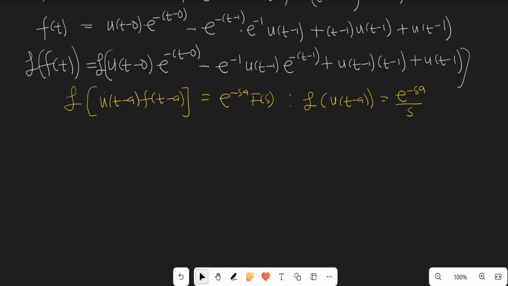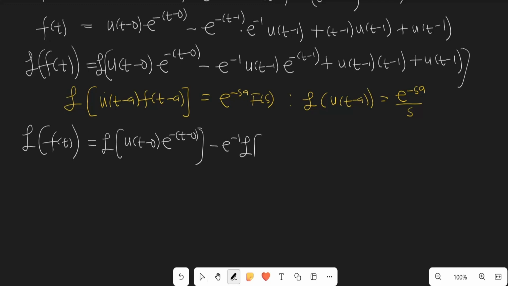So now let's split it. The Laplace transform of f of t is going to be equal to what? So now compare this one. This one is going to be the Laplace transform of u of t minus 0 multiplied by e to the negative t minus 0, like this. That's the first one. Minus this, e to the negative 1 is a constant. We are going to have the Laplace transform of u of t minus 1 multiplied by e to the negative t minus 1. We are done. And now plus the Laplace transform of u of t minus 1 multiplied by t minus 1, like this, plus the Laplace transform of u of t minus 1.